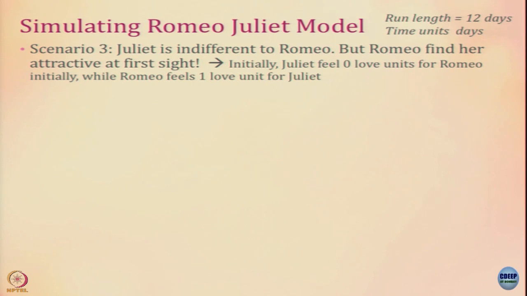Let's suppose more changes. Let's suppose Juliet is initially indifferent to Romeo, but Romeo finds her attractive at first sight. That is, Juliet's initial love units is 0, while Romeo feels 1 love unit for Juliet. What do we expect the dynamics to be? It has to increase exponentially. Just think about it.